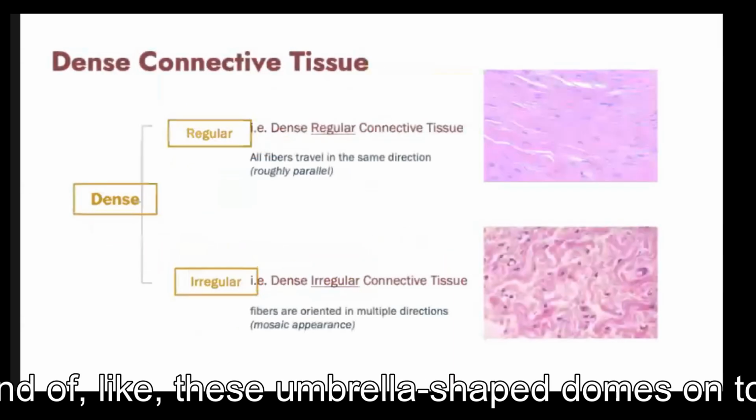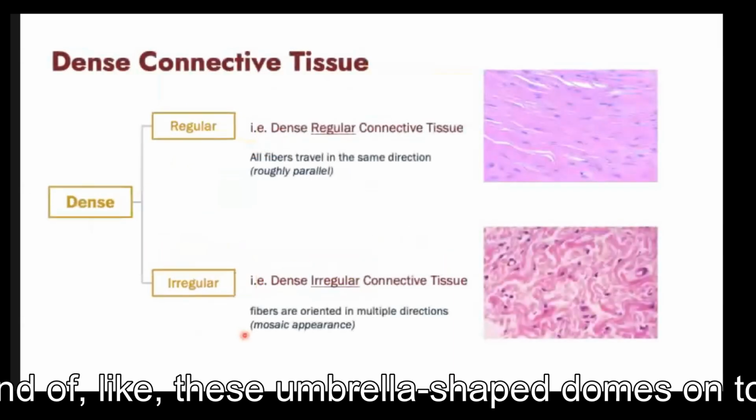Your dense connective tissue, you're just going to have two types, regular and irregular. Dense regular, all of your fibers are going the same direction, so you're going to get stretch resistance in one direction. Dense irregular, you're going to have a mosaic, which is basically multi-directional resistance.